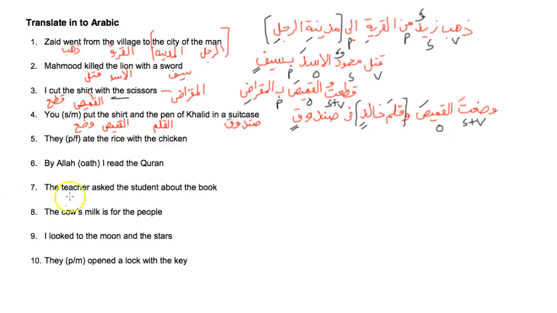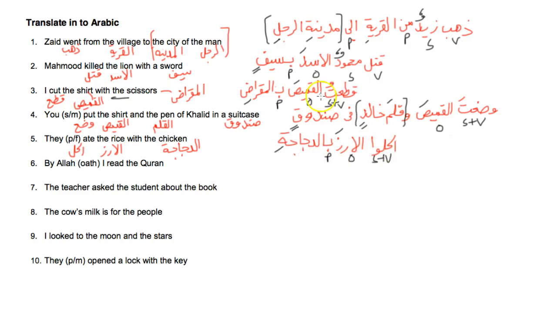So next. Okay, they ate the rice with the chicken. So eating is akala. The rice is al-aruz. With the chicken, ad-dajaja. So they ate. So that's akalu, al-aruz, bi ad-dajaja. Okay, so again over here, akalu is verb plus subject. Al-aruz is the object. Bid-dajajat is a preposition.